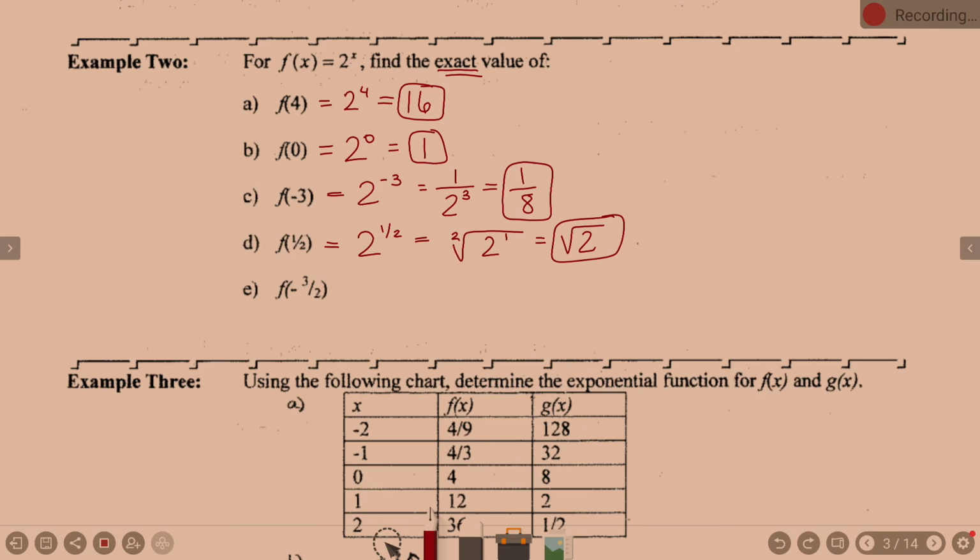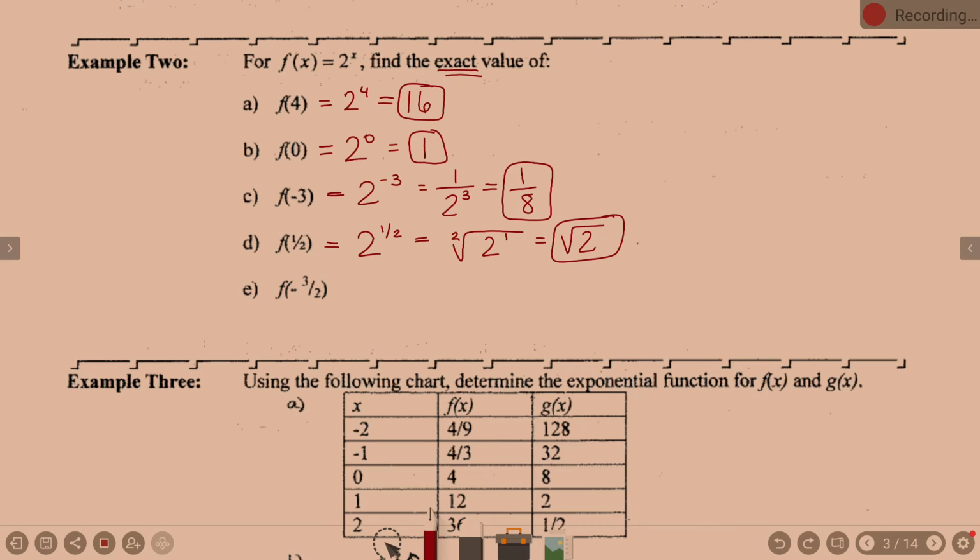If you do square root of 2 on your calculator, you're going to get 1.414 something, something, something. That's not the answer I'm looking for. An exact answer is square root of 2, because you would have to round it off the calculator. That sounds familiar, right? Okay, one more in this section.